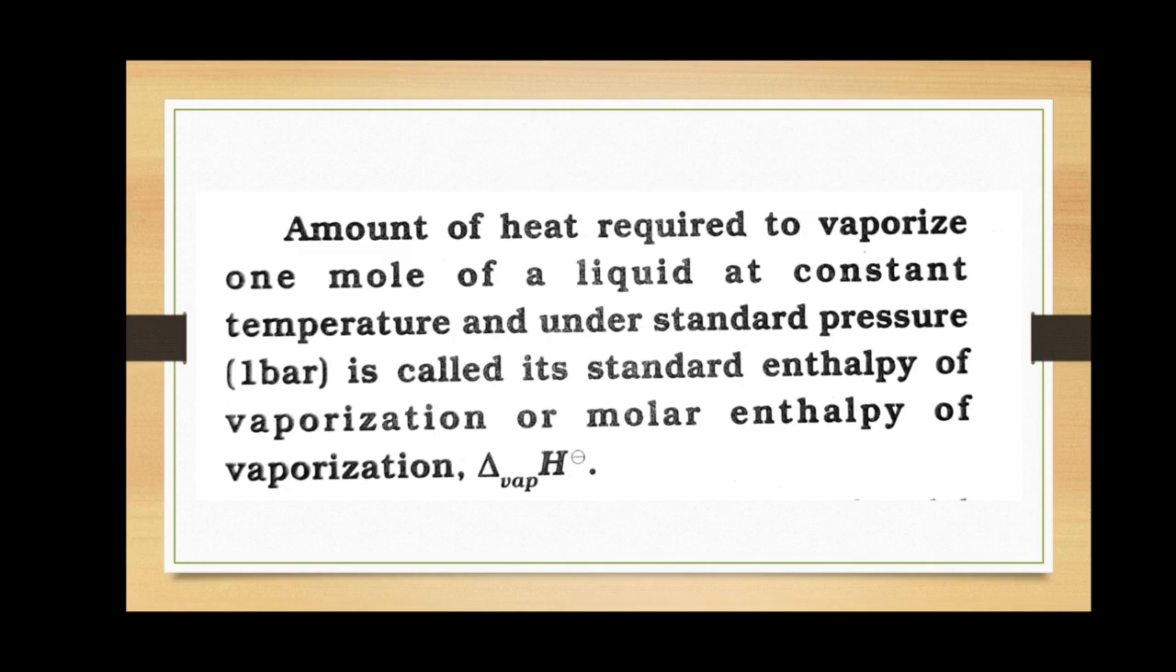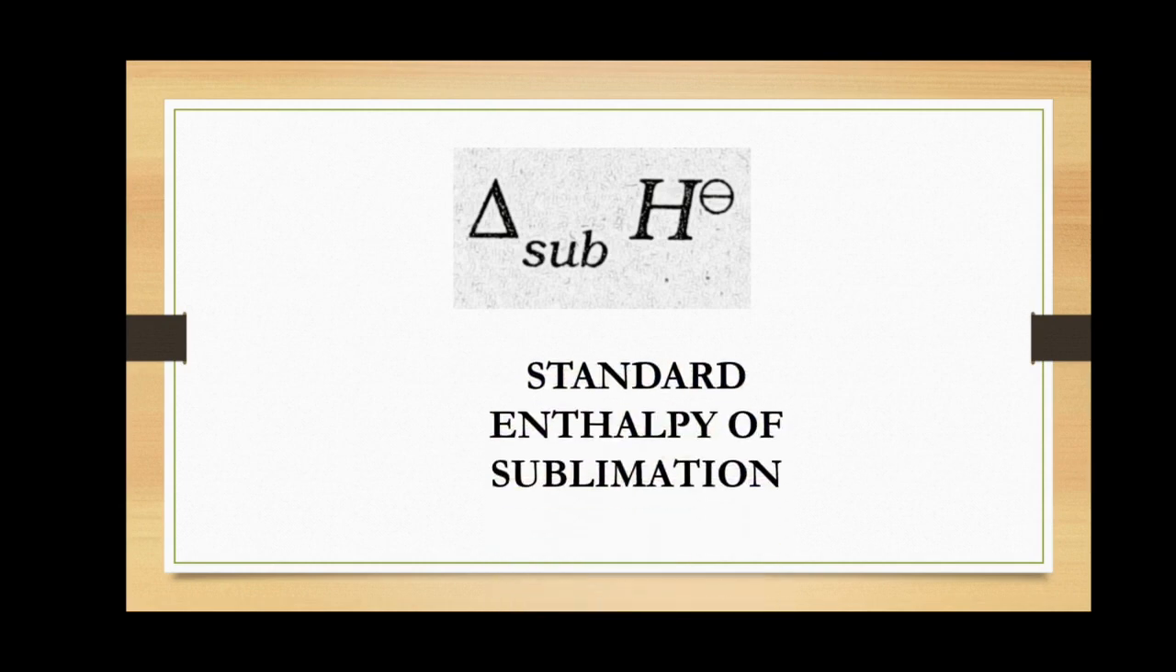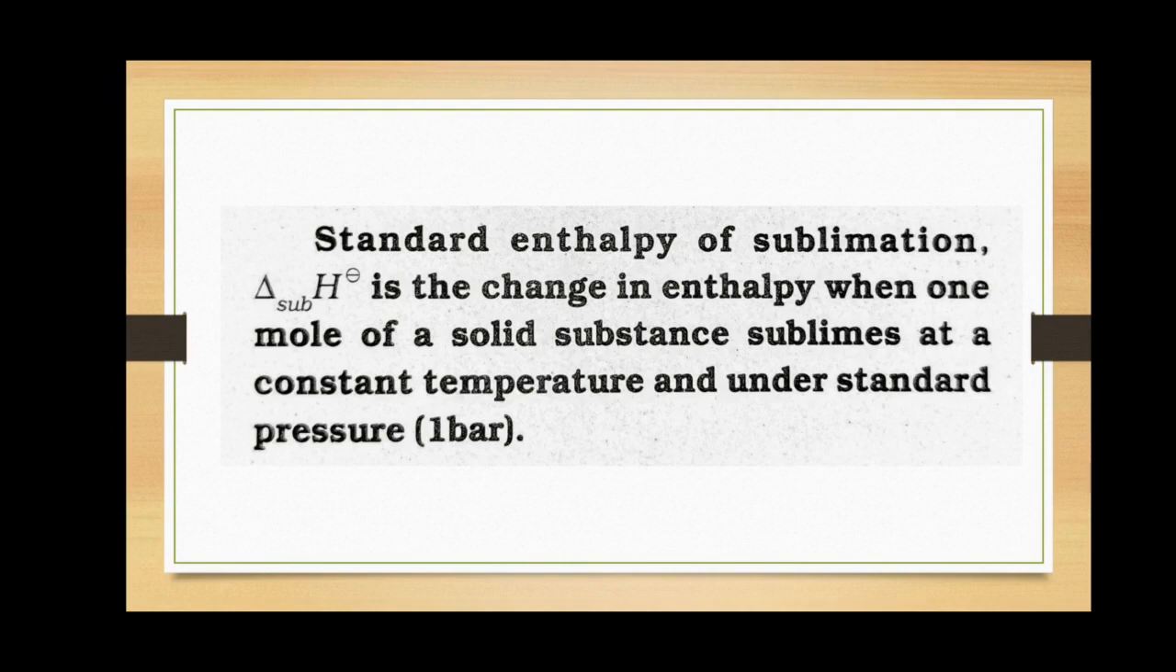From the liquid phase to the gaseous phase, that is standard enthalpy of vaporization. From the solid phase to the liquid phase, that is standard enthalpy of fusion. Now the last one is delta H with sublimation. Sublimation, as I have already told, is a solid directly converted to gaseous form. So this symbol is called the standard enthalpy of sublimation, that is delta sublimation H.